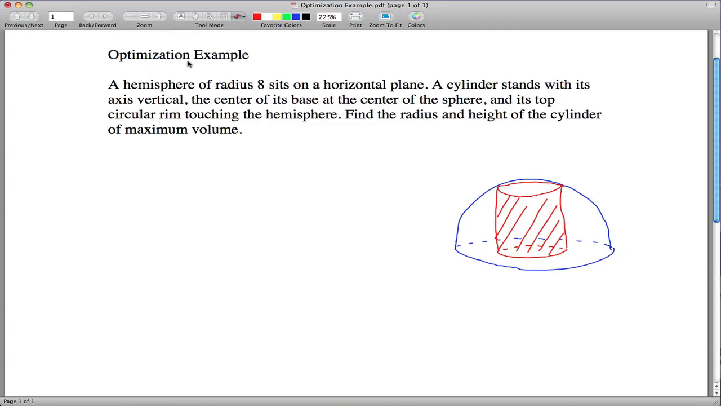Alright, here's an example on optimization. What I think the hardest part is for a lot of people is taking the story, taking all the words and putting it into equations. Once you get them into equations, they're not horrible, although sometimes they can be kind of tricky.